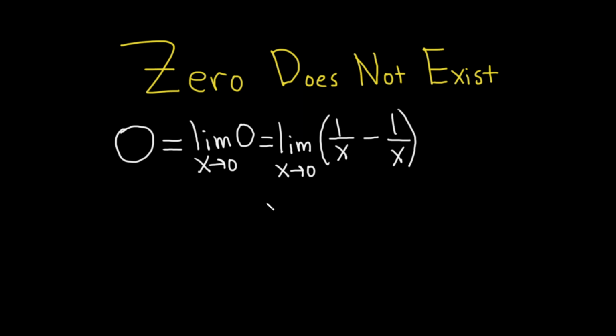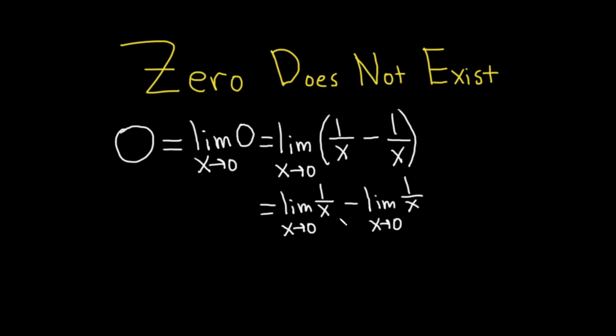In the next step, we're going to break this up into two separate limits. So we have the limit as x approaches 0 of 1 over x, and then minus, so we're going to bring down the minus, and then we have another limit, right? Just breaking it up using properties of limits, x approaches 0 of 1 over x, just like that. So just breaking up the limit of a difference into two separate limits.